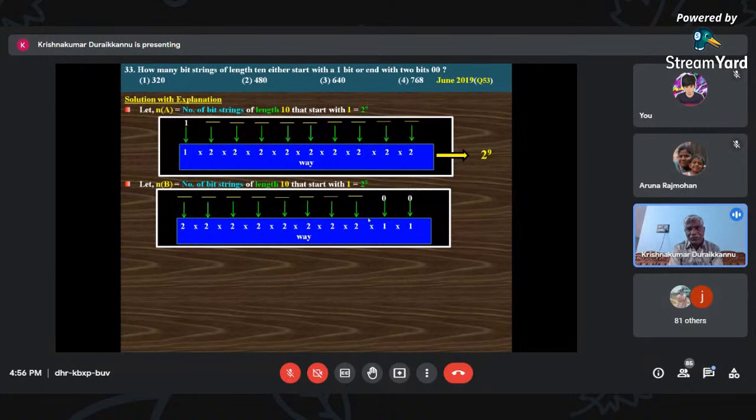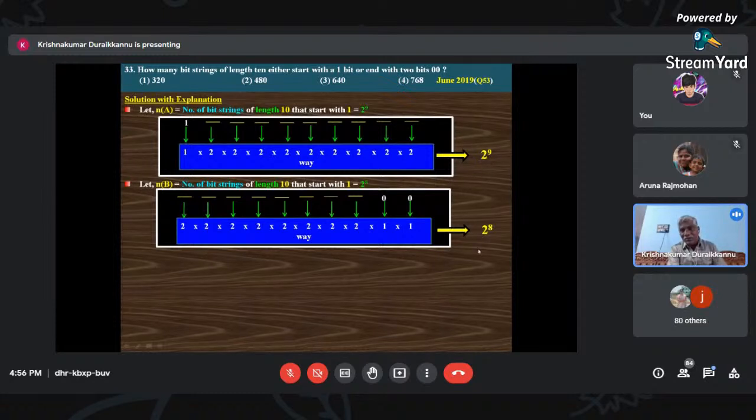So these 2 are fixed. That is 1 way, so that is 2 power 8. We know that n of A is given and n of B is given, so we can apply the inclusion-exclusion principle from mathematics. Otherwise it is only strings, 2 power 9, 2 power n.